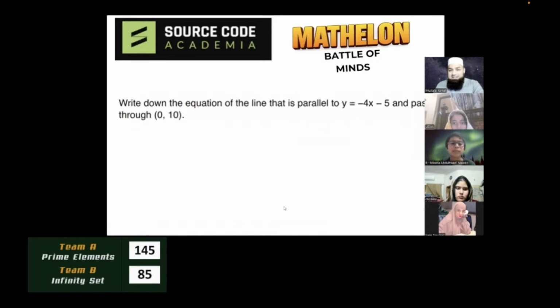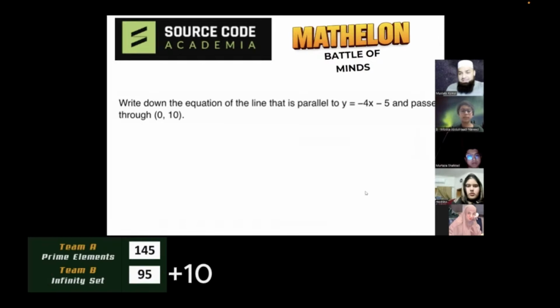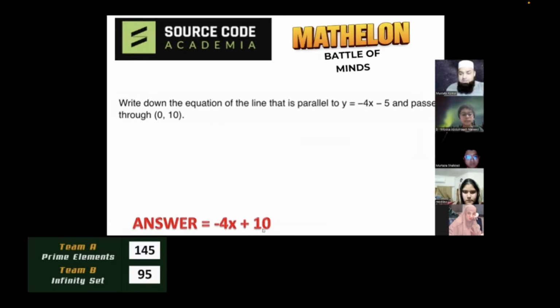Write down the equation of the line that is parallel to y equals -4x minus 5 and passes through the point 0 and 10. Team Shehzad. -4x plus 10. -4x plus 10 is the correct answer. Look, we need nothing, only change this intercept. y equals -4x, this is the same part, because they are parallel to each other, and this is the intercept with which we are going, so we will write it as plus 10 here. Well done.